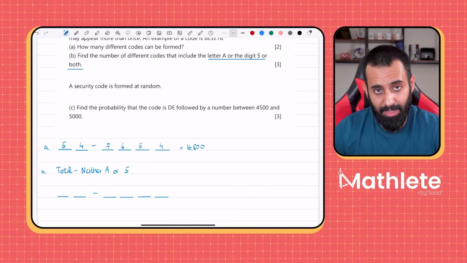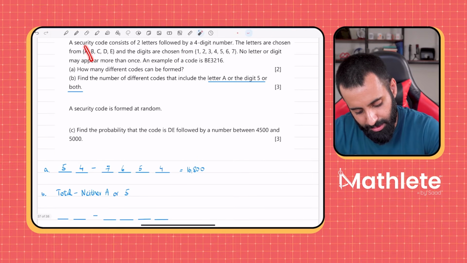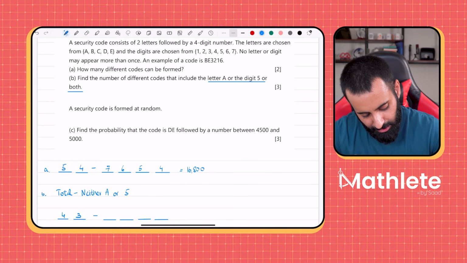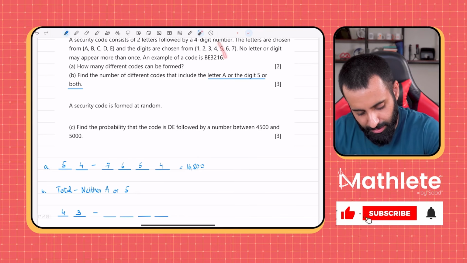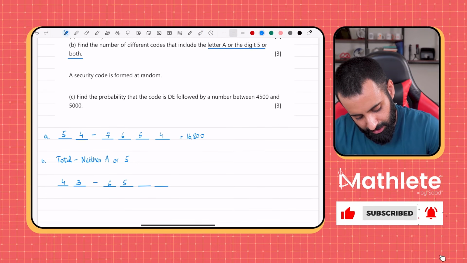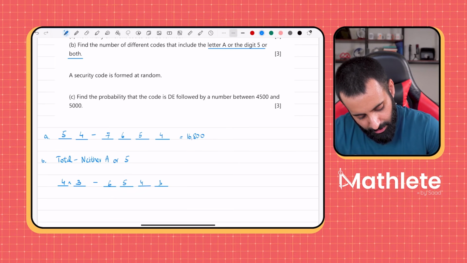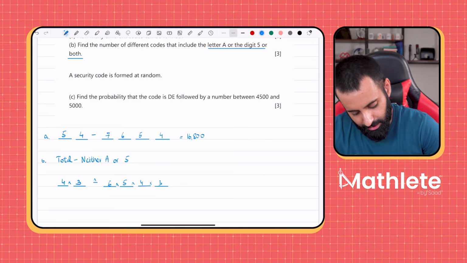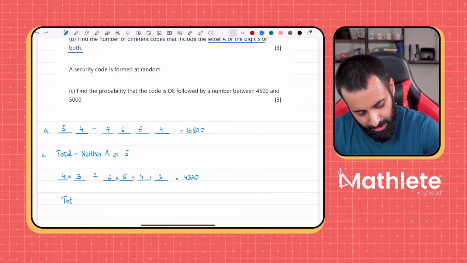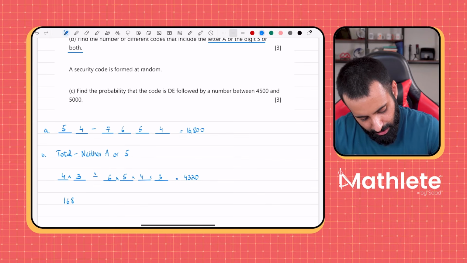That means as far as the letters are concerned, we don't have 5 options anymore. We now have 4 options for the first place, 3 options for the second place. As far as the numbers are concerned, we don't have 7 options because we can't use 5. That means we have 6 for the first, then 5, then 4, then 3. Okay, if you work this out correctly, this turns out to be 4,320. Now from the total, which is 16,800, the question made us work it out for good reason. If you subtract 4,320, you get 12,480, which is the correct answer.